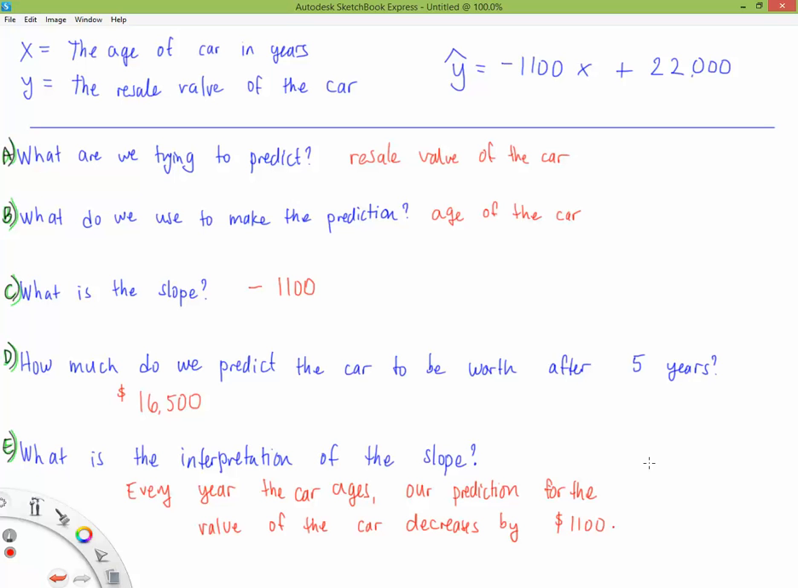So how did I get 16,500? I did negative 1,100 times 5 plus 22,000. So I would get negative 5,500 plus 22,000, and that should give you 16,500. Okay.